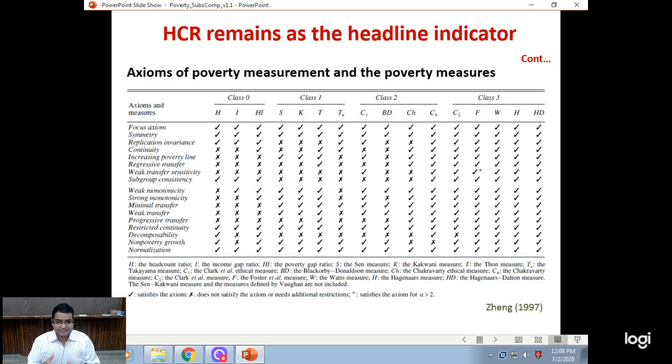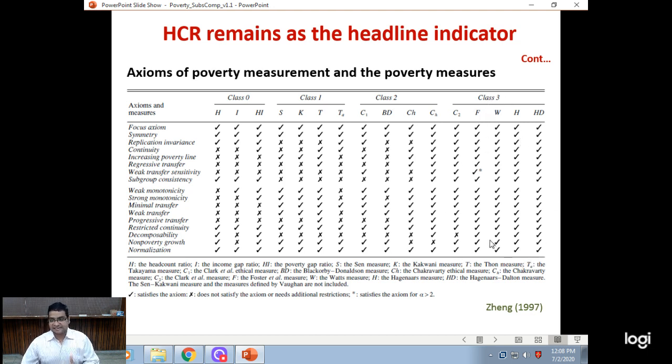So this is the table I was referring to, from the Zheng paper of 1997. As you can see in this table, in the first column, the names of the properties or axioms are outlined, and there are class 0, class 1, class 2, class 3 measures. As you can see, all the class 3 measures are ticked.